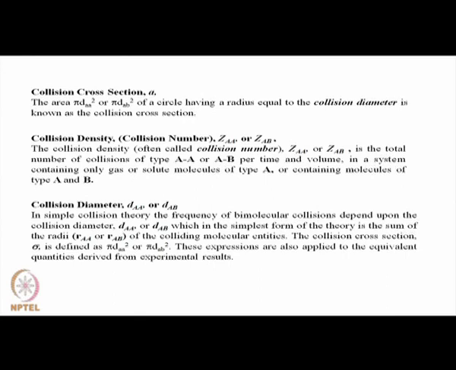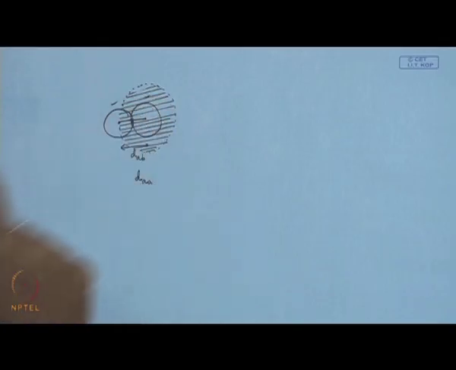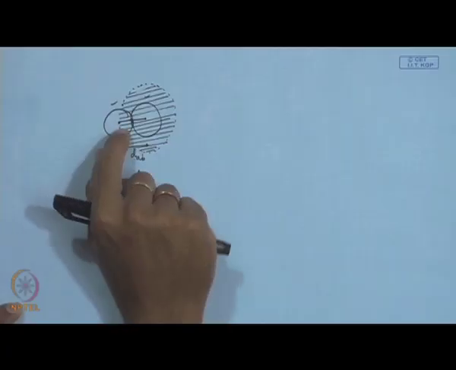Then collision diameter, dAA or dAB. In simple collision theory, the frequency of a bimolecular collision depends upon the collision diameter dAA and dAB, which in the simplest form of the theory is the sum of the radii rA and rB of the colliding molecules, as I told over here. So, the sum of the radii, this radius and the other radius.